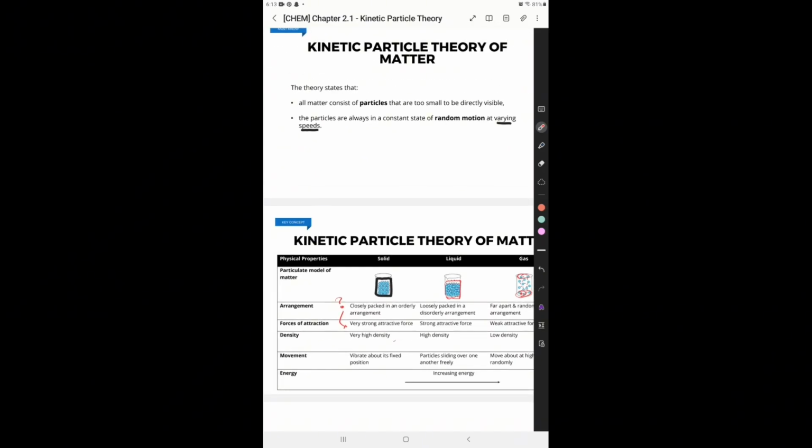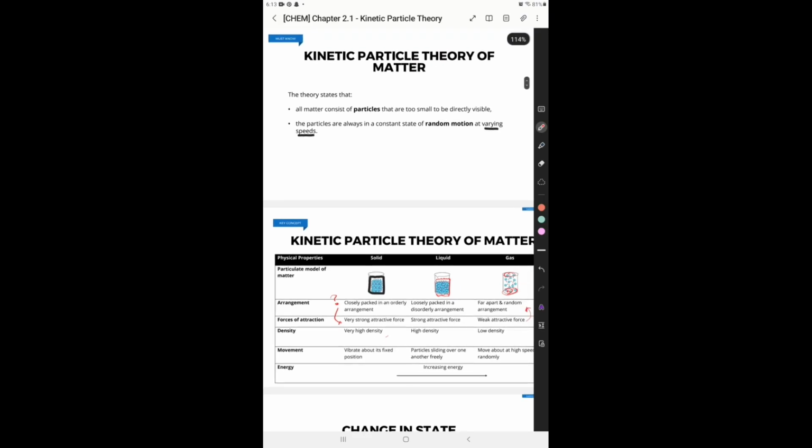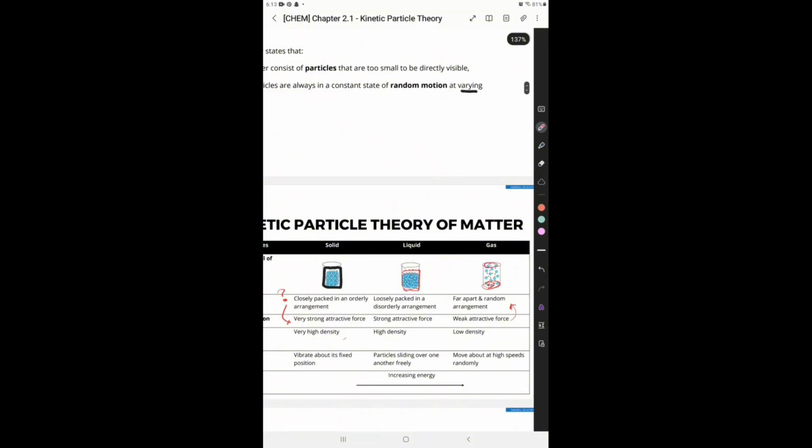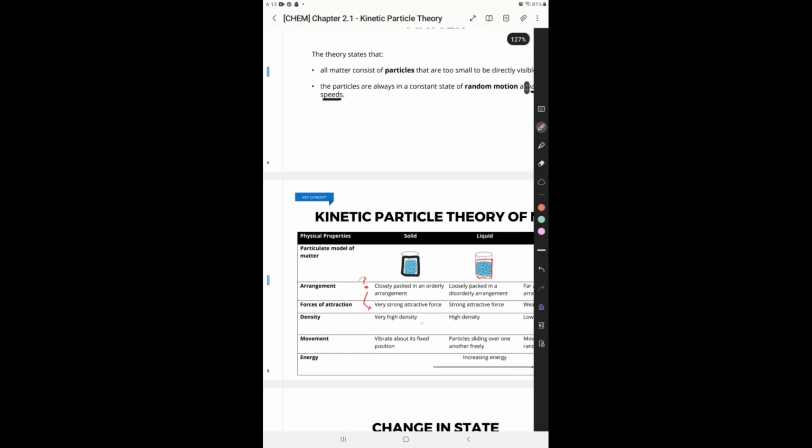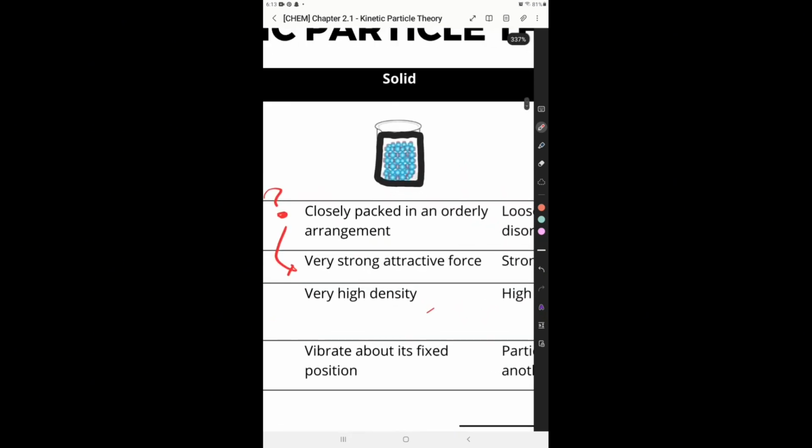Solids have high density, liquids have high density, but gases have low density. And now let's talk about the motion. How do they move? Obviously, because these three states are so different, they should have a different kind of motion. Since in solids they are closely packed together and there is no space for moving, they are vibrating about their fixed position.